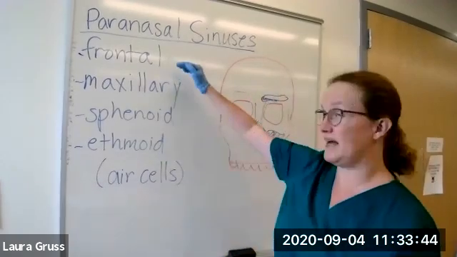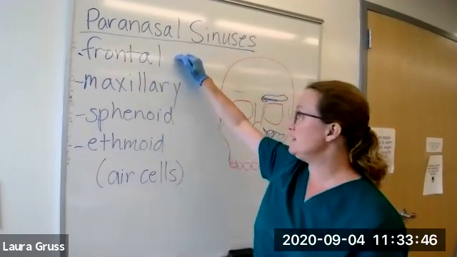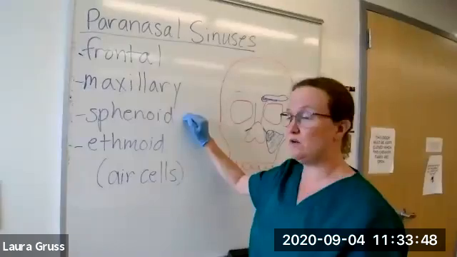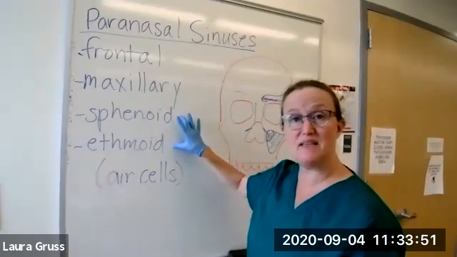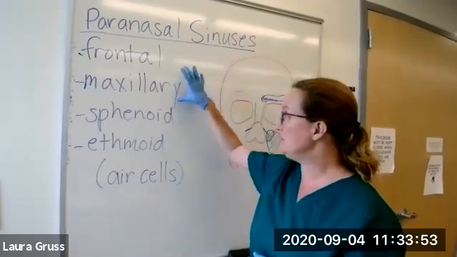All right, so again, the paranasal sinuses are frontal, maxillary, sphenoid, and ethmoid. And these ones are in the midline, so we wouldn't say they were paired. These two are paired bilateral.